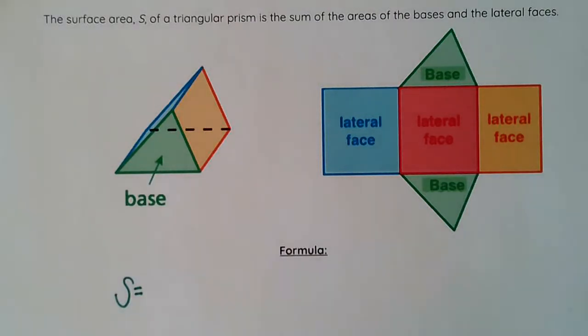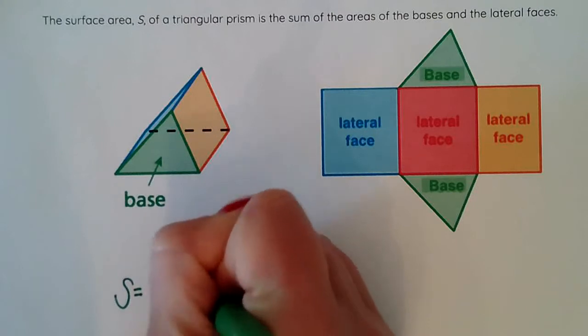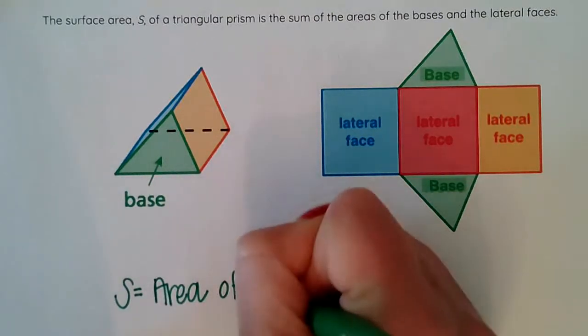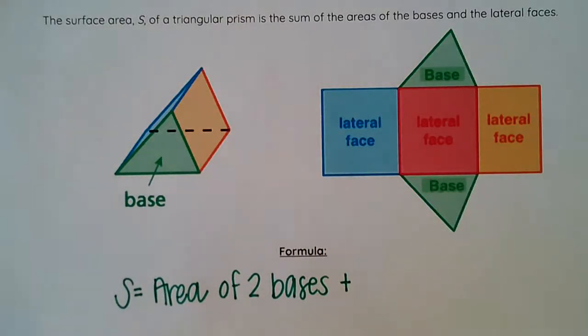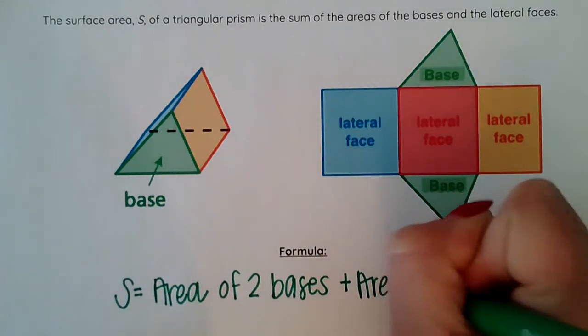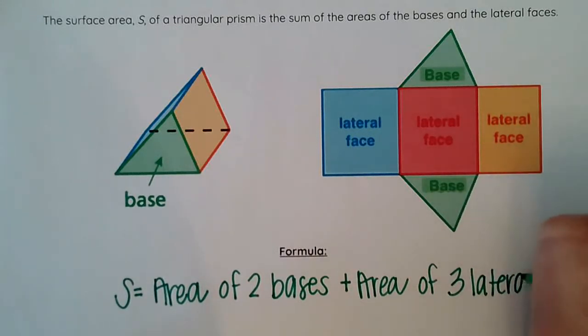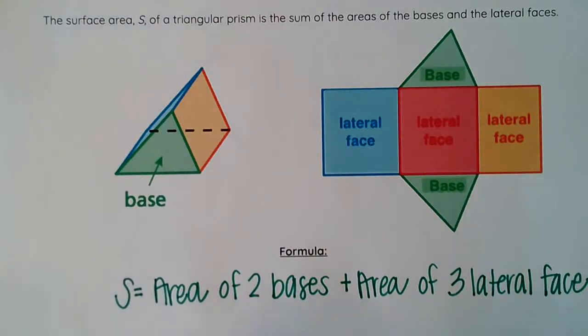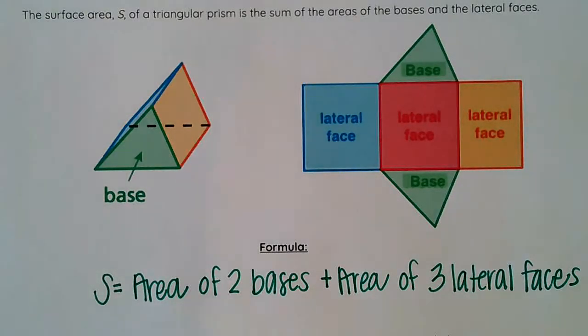To find the surface area of a triangular prism, you need to find the area of your two bases and add it to the area of three lateral faces. So the key here is that with a triangular prism, you should have 5 areas that you are adding together.